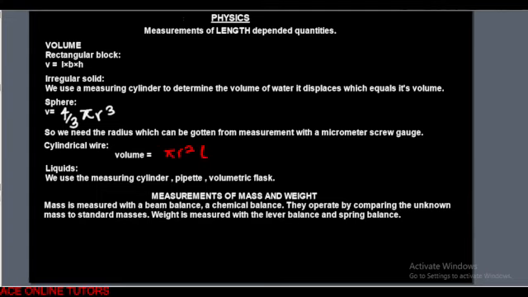That is exactly how the beam balance and the chemical balance function. They function by comparing the mass. Any new mass that you bring, they just compare it to the known masses, the standard masses, and use that to judge what the new mass is going to be. But if you want to measure weight, you use the lever balance or the spring balance.